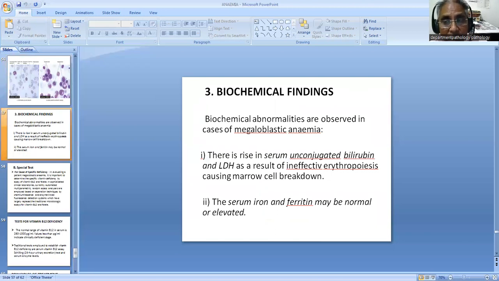What are the biochemical findings in a case of megaloblastic anemia? Biochemical abnormalities are observed in cases of megaloblastic anemia. Number one, there is a rise in serum unconjugated bilirubin and LDH. This increase is because of ineffective erythropoiesis that causes marrow cell breakdown. So because of the marrow cell breakdown, you will find an increase in unconjugated bilirubin and in the serum LDH level. Unlike iron deficiency anemia, here serum iron and ferritin are either normal or elevated.